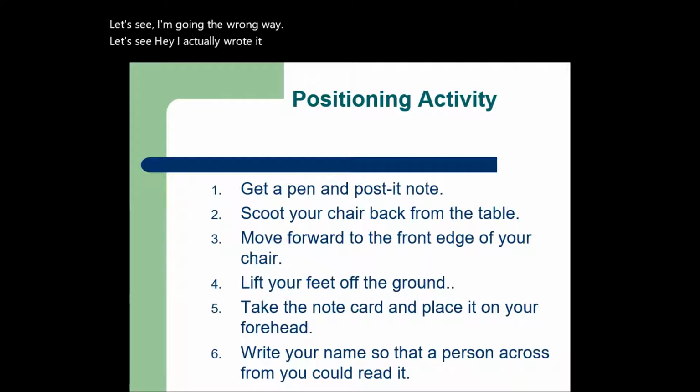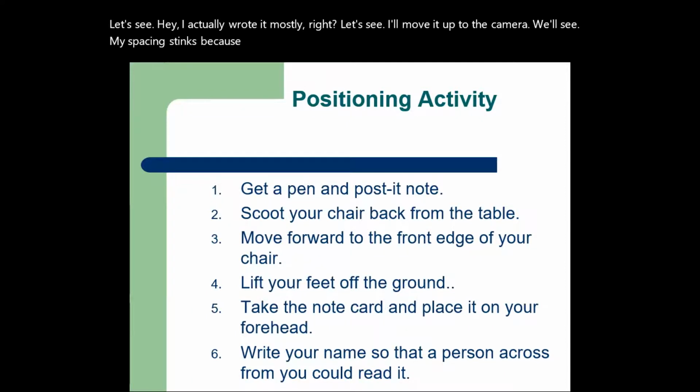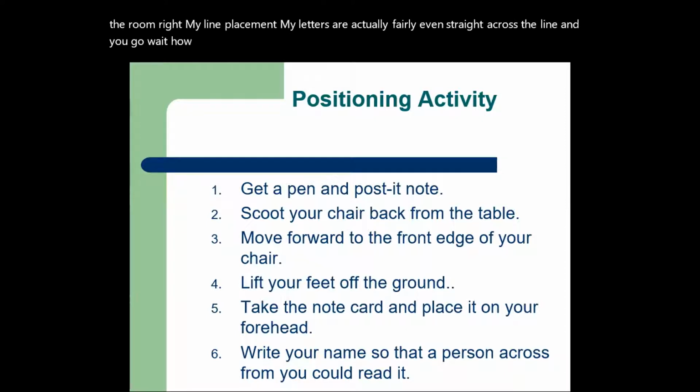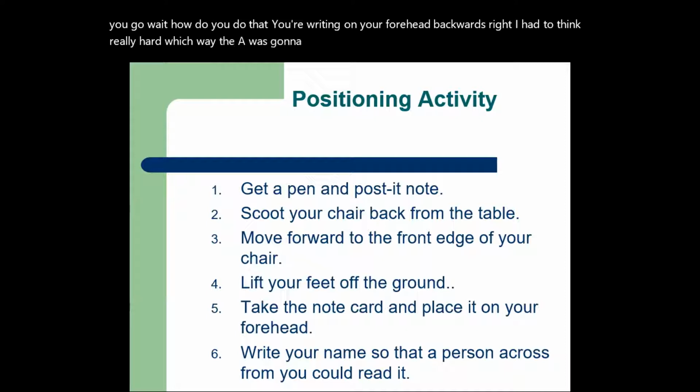Let's see, I'll move it up to the camera. My spacing stinks because I overlapped my letters. My line placement, right, for the OT that's in the room? My line placement, my letters are actually fairly even straight across the line. And you go, wait, how do you do that? You're writing on your forehead backwards, right? I had to think really hard which way the A was going to open because I'm writing it so that you can see it instead of me.